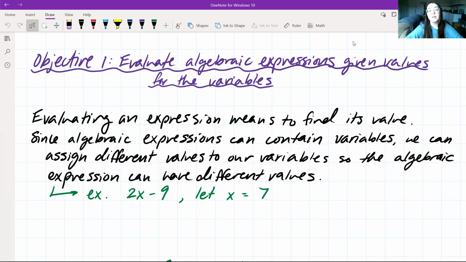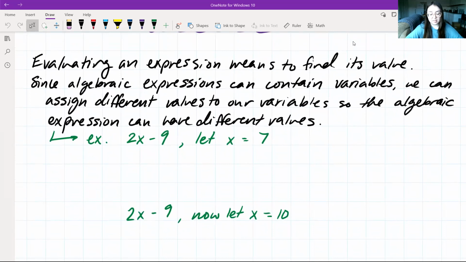If we have an expression with 1, maybe 2, any number of variables, we can fill in different values for each variable, and we'll see our expression will have different overall values as opposed to just one value of a variable. In our example, we have the expression 2x minus 9, and we're going to be using it twice. In our first example, we're going to let x equal 7 and see what our expression is equal to.